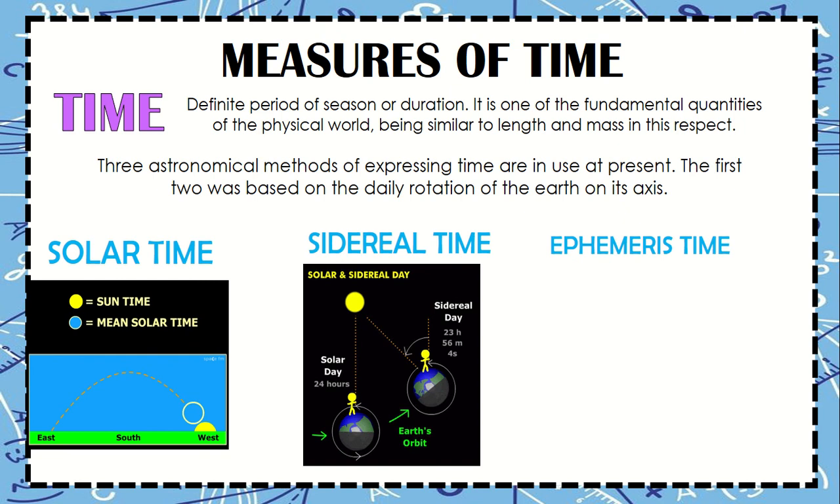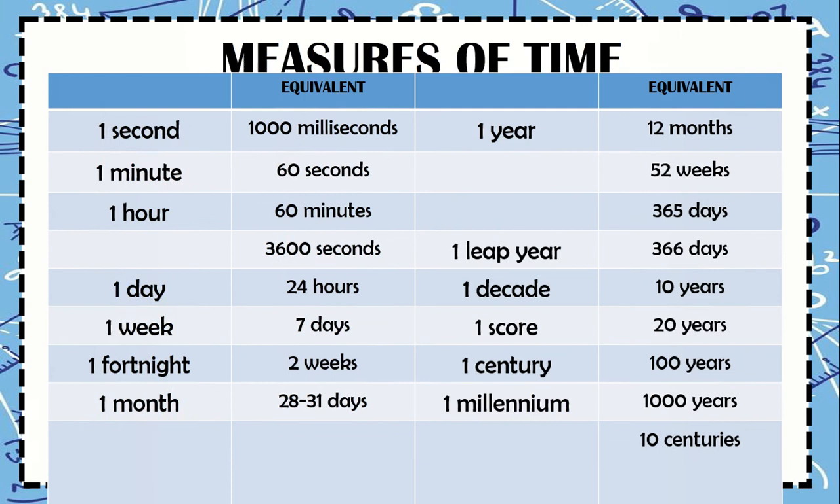Next, dito naman tayo sa ating ephemeris time. Sa ephemeris time, ito naman yung pag-rotate ng Earth around the Sun or one revolution. So, nagko-consume yung Earth ng 1 year or 365 days para maikot yung buong Sun, I should say. So, ito yung ating measures of time.